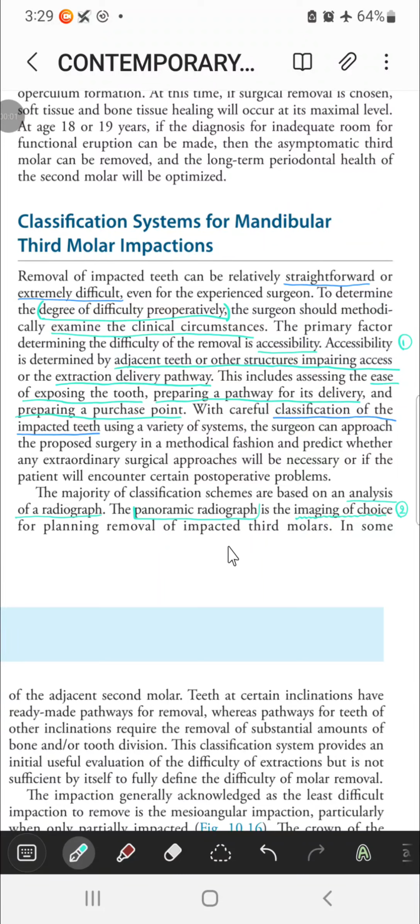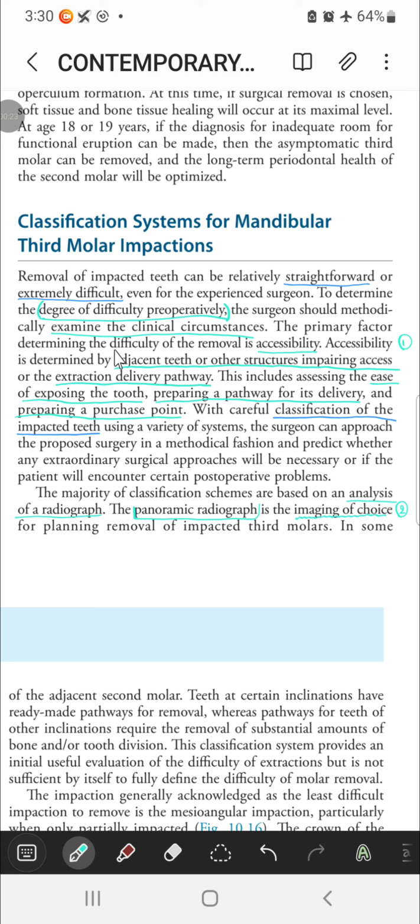Classification systems for the mandibular third molar impactions. Removal of the impacted teeth can be relatively straightforward or extremely difficult, even for the experienced surgeon. To determine the degree of difficulty preoperatively, the surgeon should methodically examine the clinical circumstances.